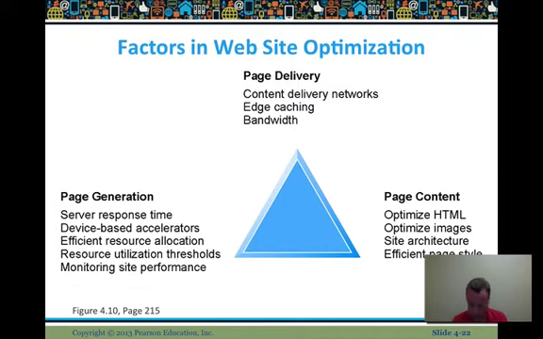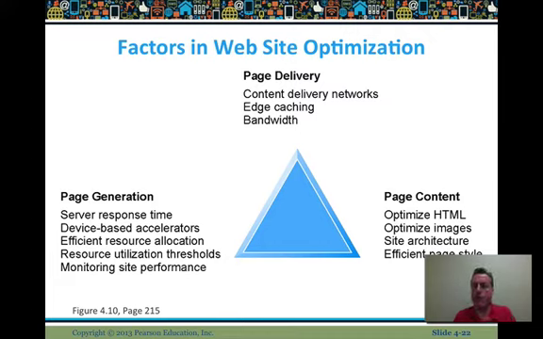So in page generation, you're thinking about things like how is your server underlying your page serving? How is that responding? Are there device-based accelerators for web versus mobile? Are there resources that could be used and allocated better in terms of paging algorithms and the way your applications are loaded and shared? And then resource utilization and monitoring site performance. So all of these things impact and can lead to better page generation optimization.